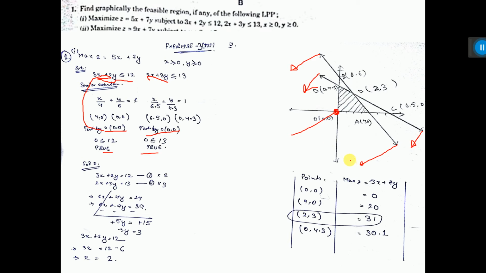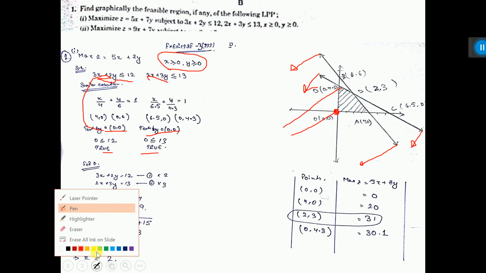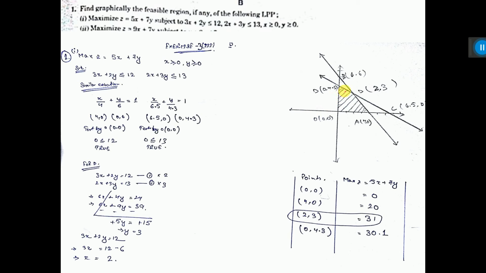Now here it is told that x is greater than or equal to 0 and y is greater than or equal to 0. That means our solution will be in the first quadrant only. So when you are shading, don't come out like this. Only this portion will be the shaded region. If you give the names O, A, B, C, and here one more name, let's say E, then what will be the feasible region? O, A, E, D, O.